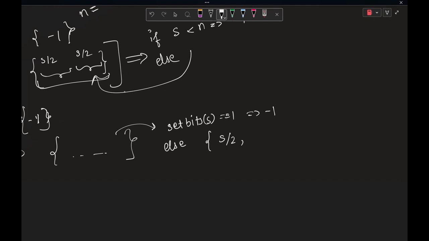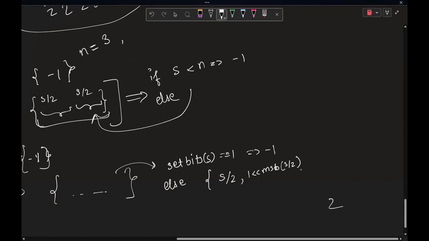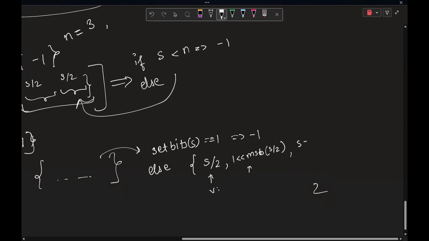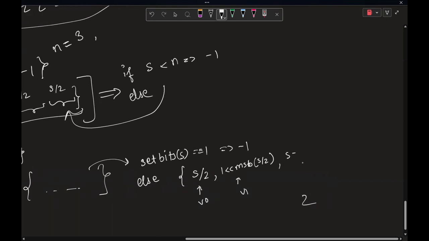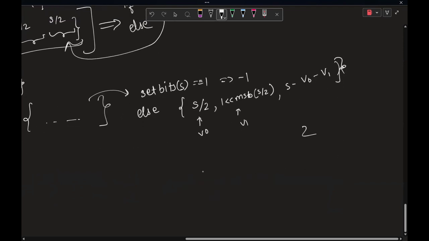Since set bits in S is greater than 1, S by 2 will have at least 2 set bits. I took the MSB here. One of the numbers I took had the MSB of S by 2, and the third number was S minus this number and this number. If I call these V0 and V1, then S minus V0 minus V1 was the third number.